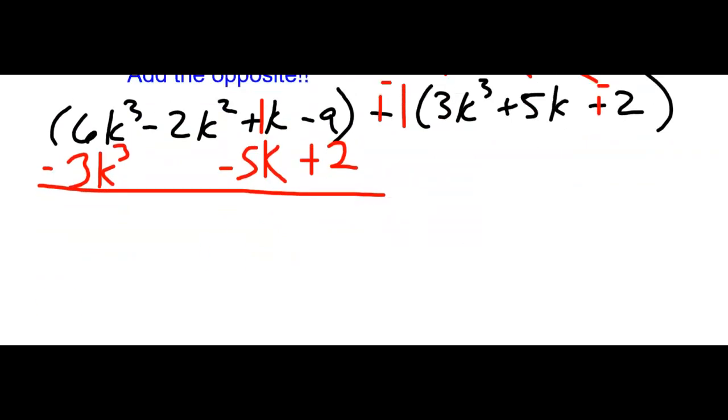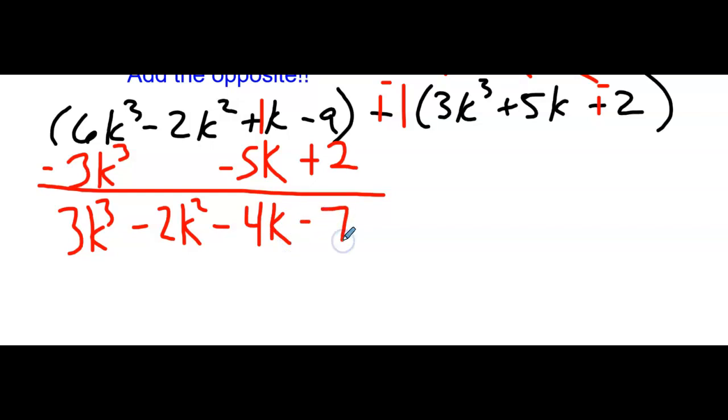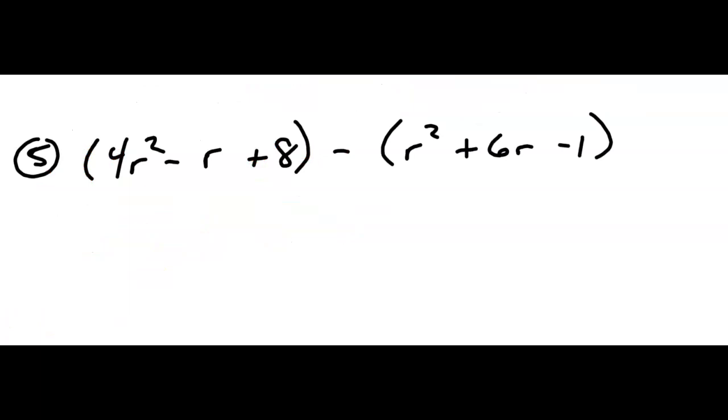6k cubed plus negative 3k cubed is 3k cubed. Negative 2k squared has no k squareds to add to it, so we're just going to bring it down, right? 1k plus a negative 5k is negative 4k. And negative 9 plus 2 is negative 7. So here we have our 4-term polynomial. Let's try it again with number 5.